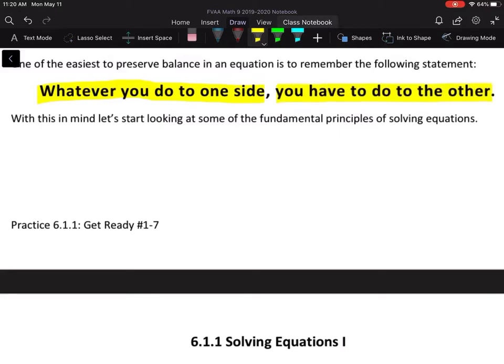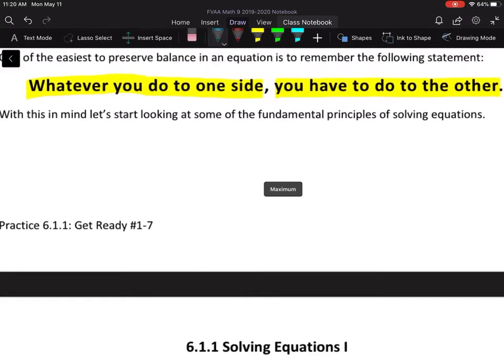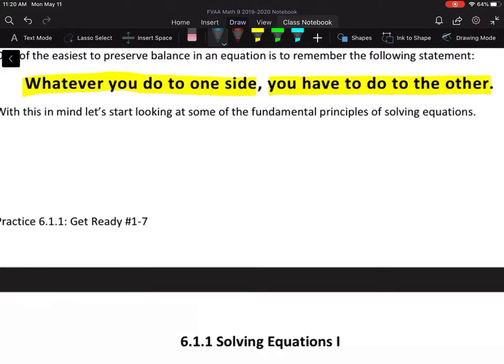With this in mind, let's start looking at some fundamentals. So just to emphasize this point, for example, let's start with a really simple equation. 1 is equal to 1. Okay, this is an equation, and it's obviously true, right? 1 is equal to 1.